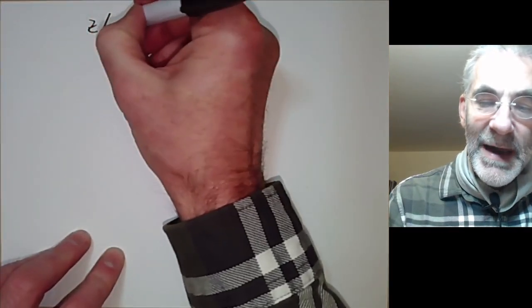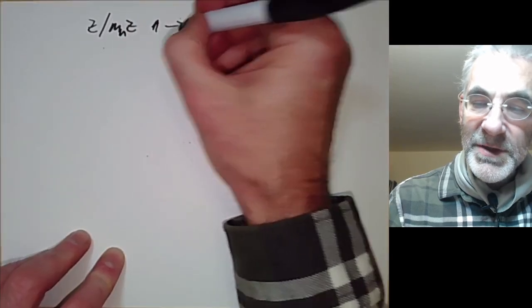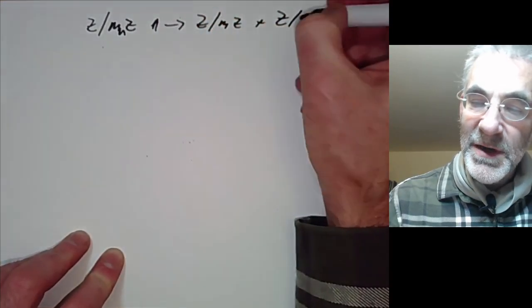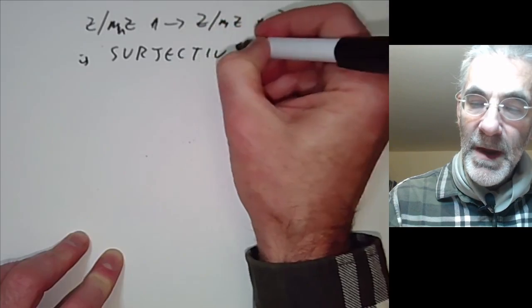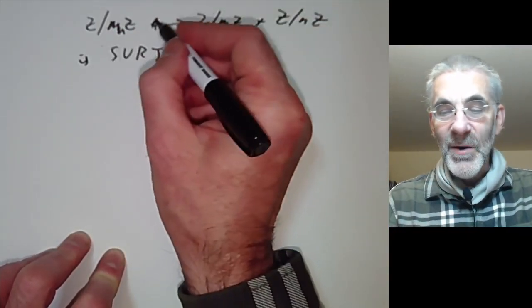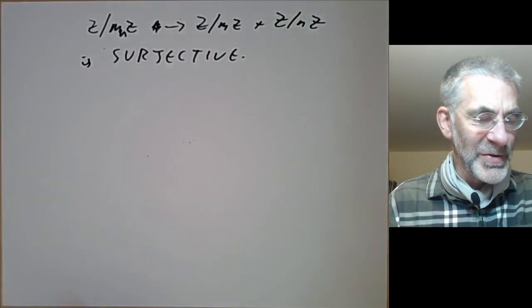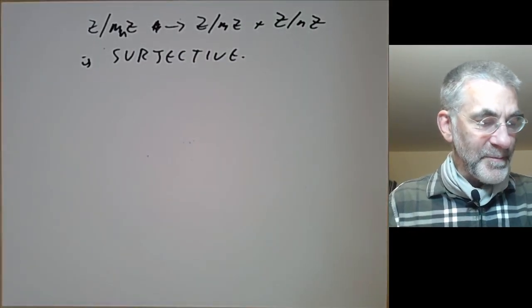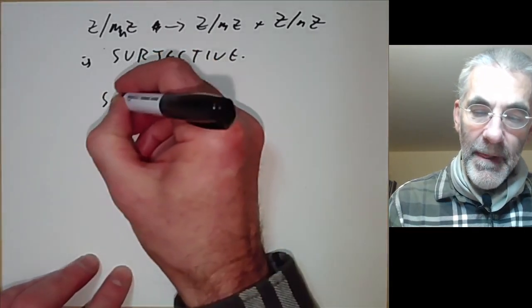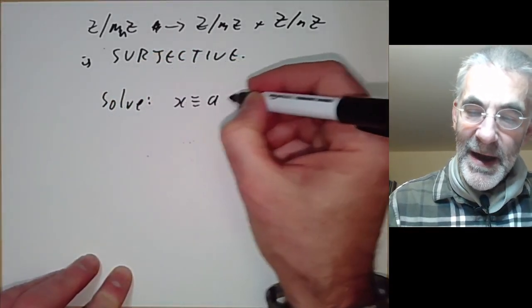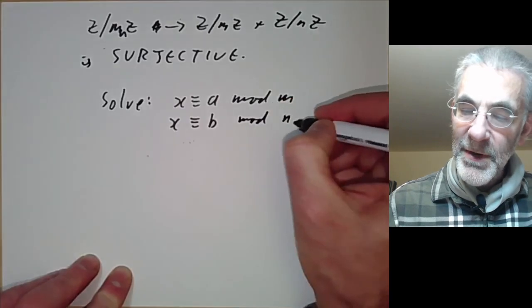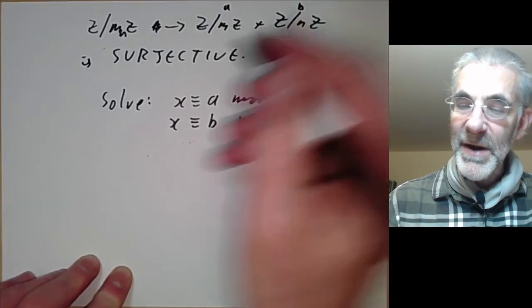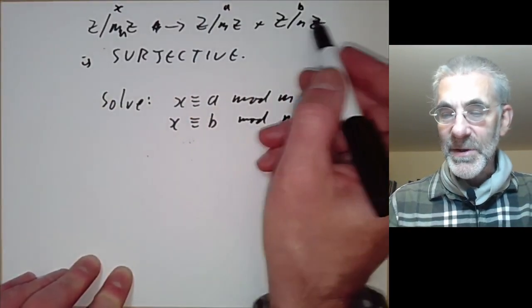So what I'm going to do now is to show that Z/mnZ maps to Z/mZ times Z/nZ surjectively. And I'm going to prove this in a way that actually gives you a fast algorithm. I mean, we've shown it's surjective by this rather abstract argument. So what we want to do is to solve x is congruent to a modulo m and x is congruent to b modulo n. So we might choose an element a here and an element b there, and we want to find an element x here which maps to (a, b).